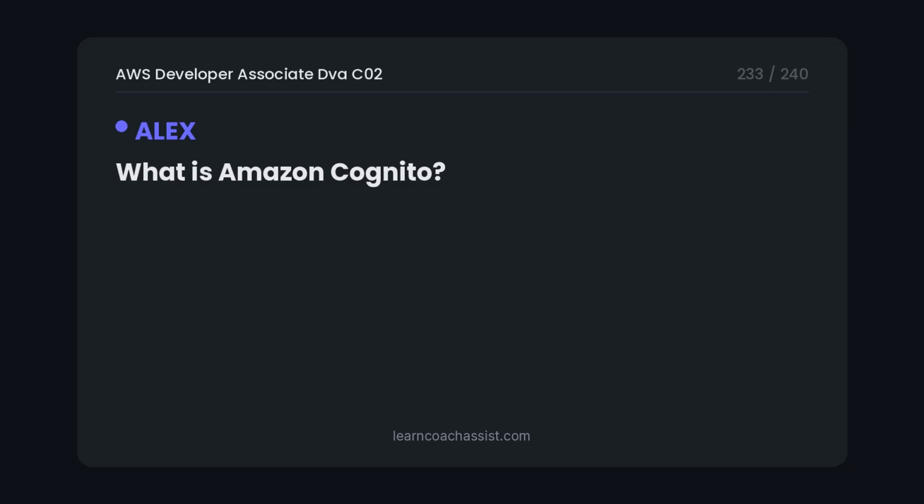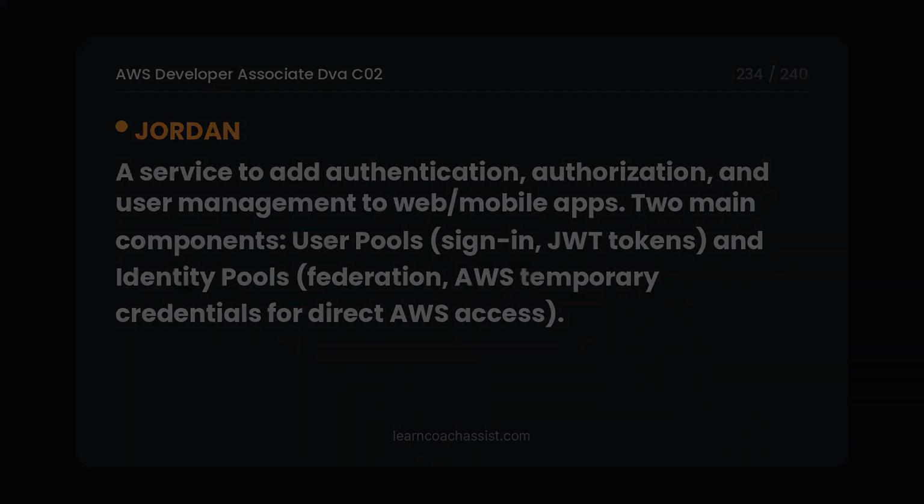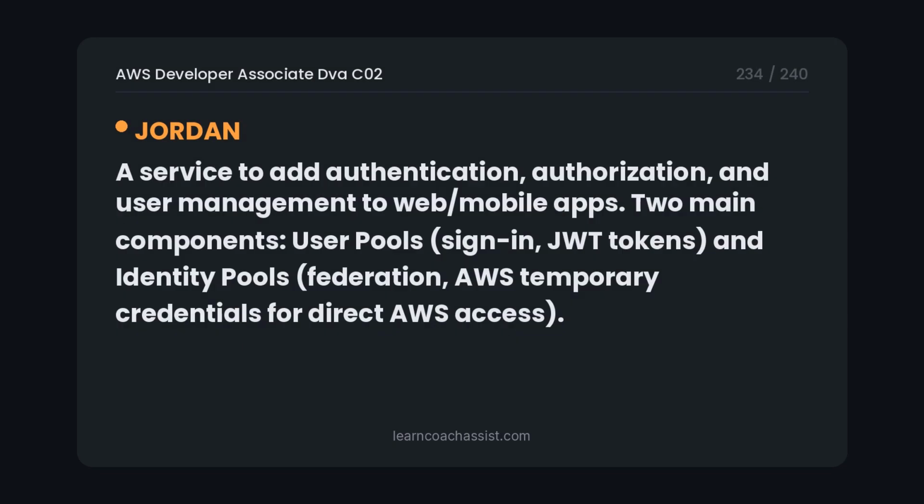What is Amazon Cognito? A service to add authentication, authorization, and user management to web/mobile apps. Two main components: user pools, sign-in, JWT tokens, and identity pools, federation, AWS temporary credentials for direct AWS access.